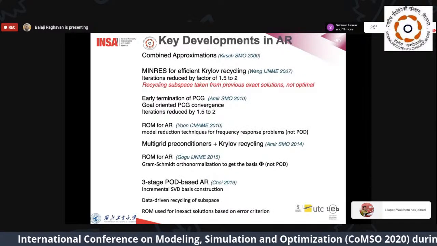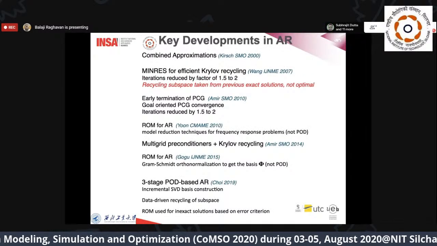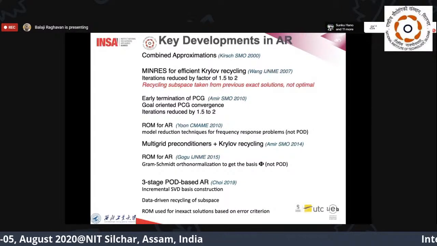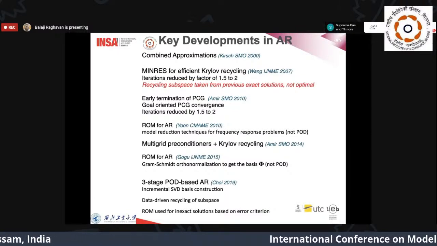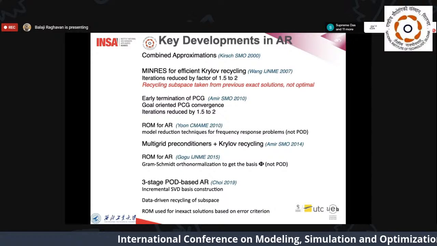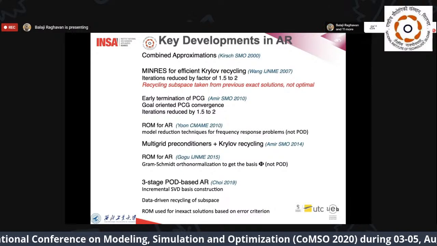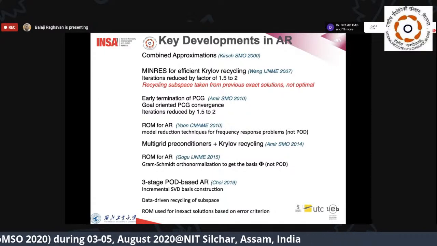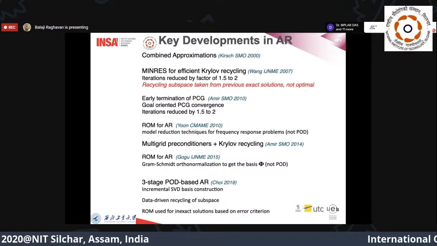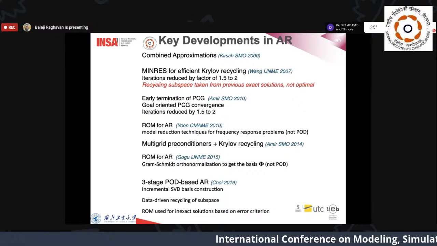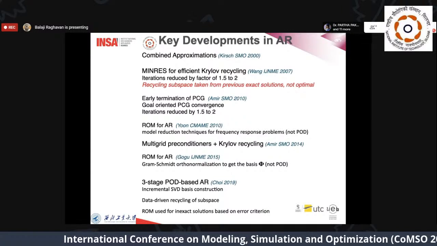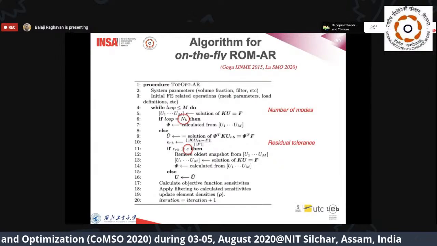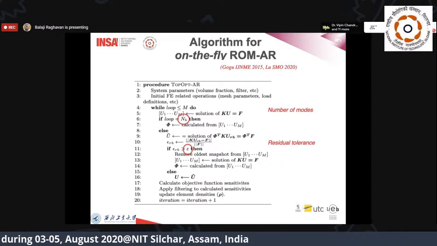So some key developments in approximate reanalysis have obviously been combined approximations. You've got Wong's MINRES, and Amir, another who has been one of the luminaries in topology optimization. Then you've got ROMs, that means reduced order models, which have been applied by Yoon, Gogu, and finally by us. And you've got multiple preconditioners, kernel recycling. You've got Choi, who seems to be doing a lot of work using a combination of ML and DL at this point.